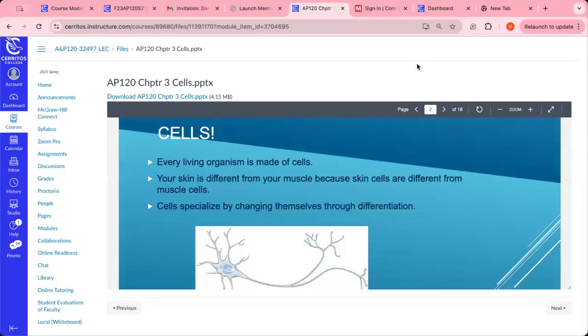So, chapter 3 is about cells, and every living organism is made of cells. Animal cells, like humans and other animals that you see, are different from plant cells, but everything that lives is made of cells. Your skin is different from your muscle because skin cells are different from muscle cells. Cells specialize by changing themselves through differentiation.